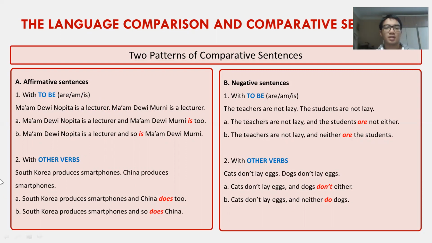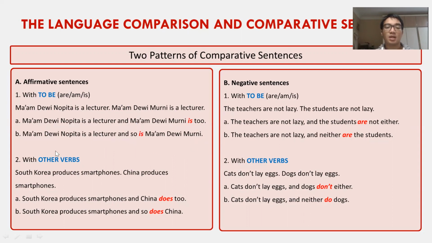Let's discuss the first one, the affirmative sentences. We use to be as the comparing word: are, am, or is, depending on the subject. We have two sentences. The first is Ma'am Dewi Nopita is a lecturer, and the second is Ma'am Dewi Murni is a lecturer. We are going to combine these two sentences into one comparative sentence. Keep in mind that both sentences have to be similar, not different. The result will be: Ma'am Dewi Nopita is a lecturer and Ma'am Dewi Murni is too, or Ma'am Dewi Nopita is a lecturer and so is Ma'am Dewi Murni.